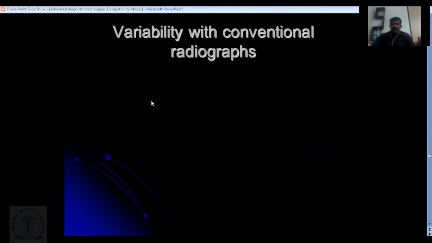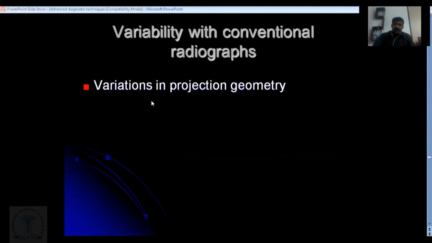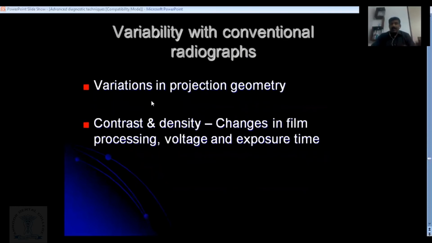But there is certain variability with conventional radiographs. What are the reasons? Because if I take a radiograph and another person takes a radiograph, there will be changes, and you may not have a similar radiograph. One is variations in projection geometry. Second is contrast and density.